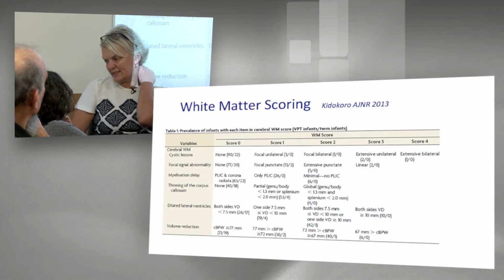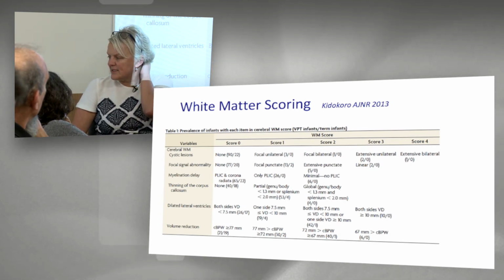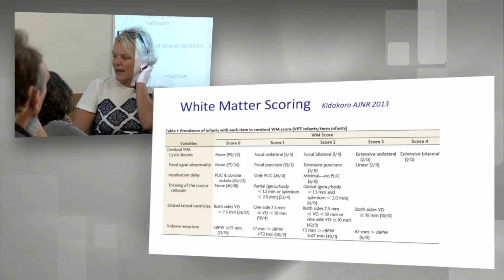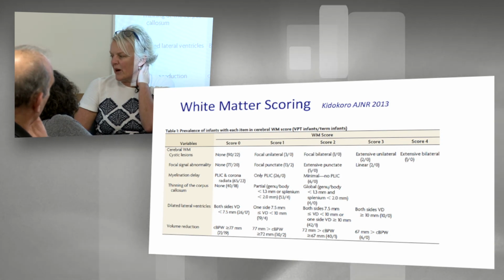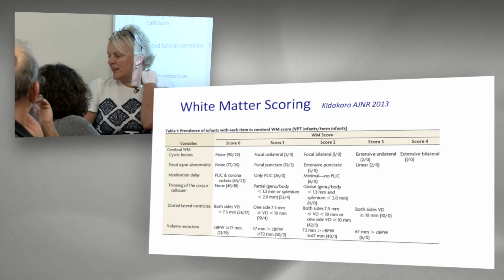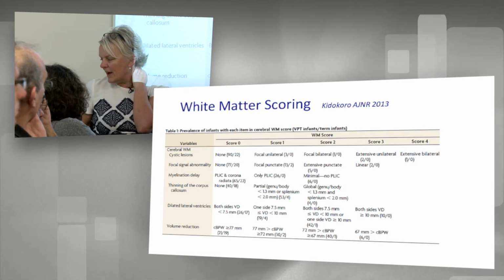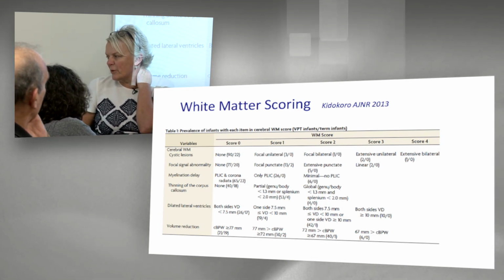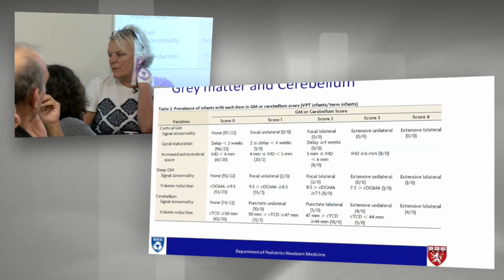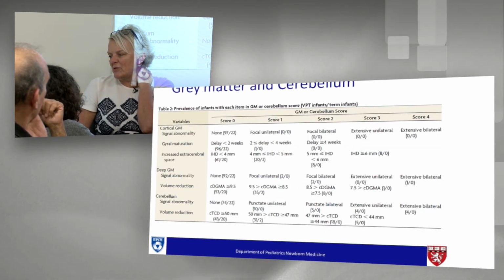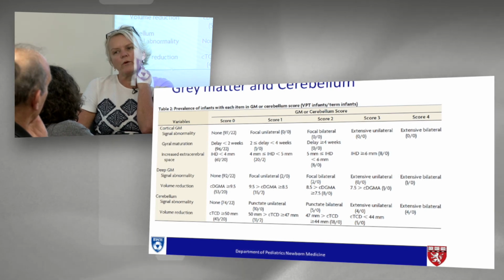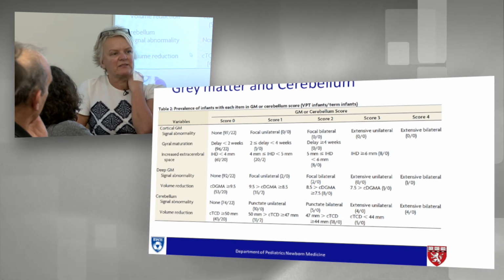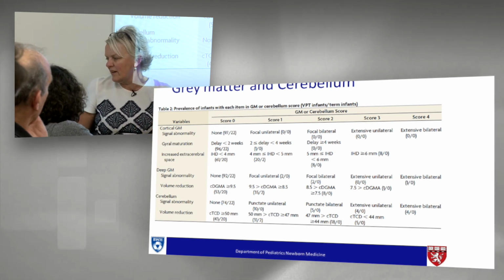Our scoring system looks at the white matter. We look at cysts, we look at focal signal abnormalities, we look at delay in myelination, we look at thinning in the corpus callosum, dilated ventricles, and the size of the brain, and you get scores for each of these, and then we add the scores up to give you a total score for your white matter. We also have a score for your cortical grey matter, your deep grey matter and your cerebellum, and all of these have some degree of signal abnormality and some degree of growth or volume. And that combination to us is the two important pieces to put together.